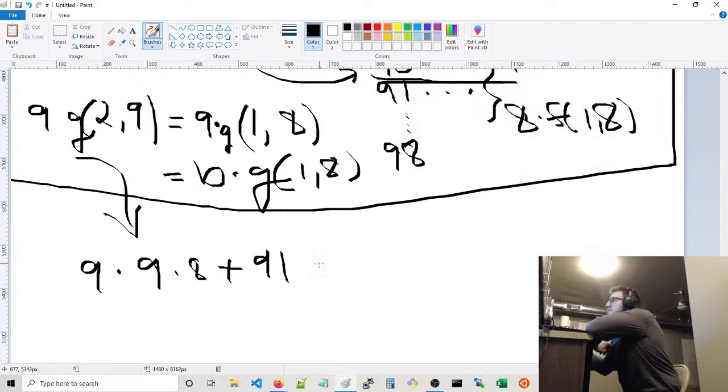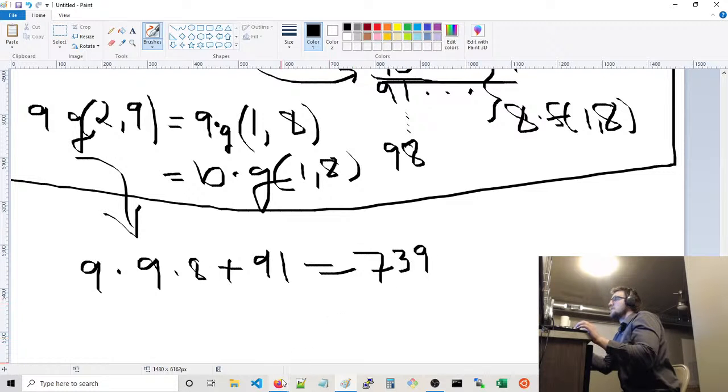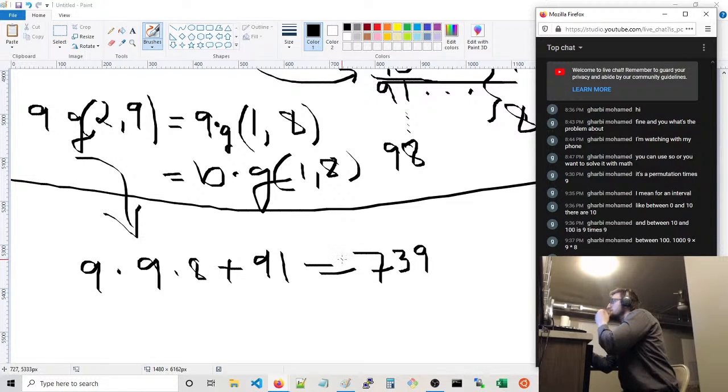Which is exactly right. But I don't know what to make of this exactly. Between 10 and 100 is 9 times 9. 81, between 9 times 9, you say? Between 100 and 1,000 is 9 times 9 times 8.